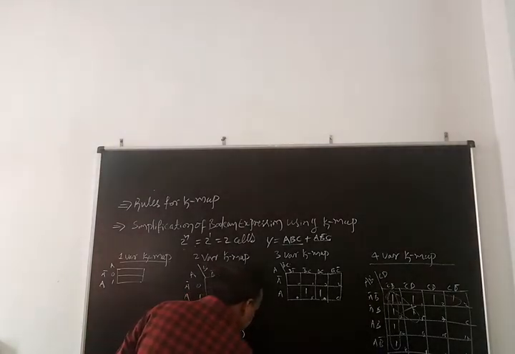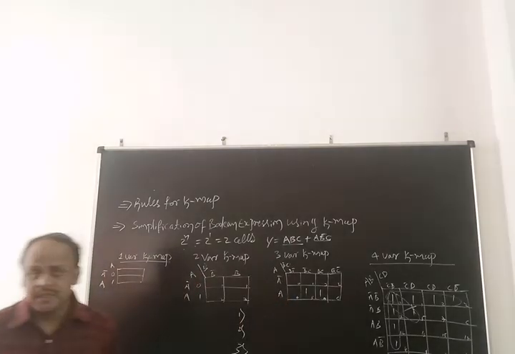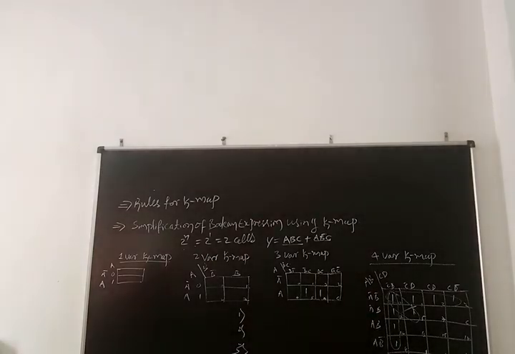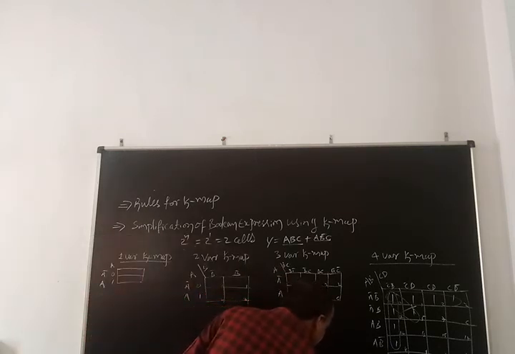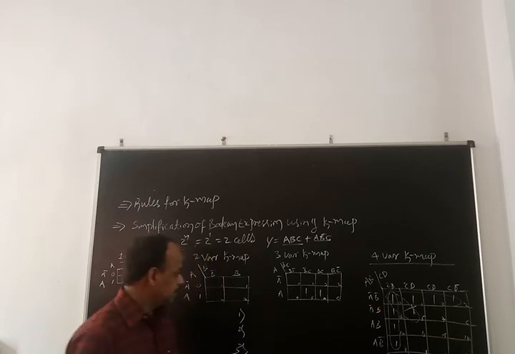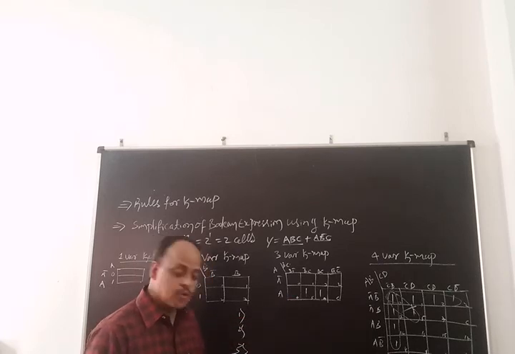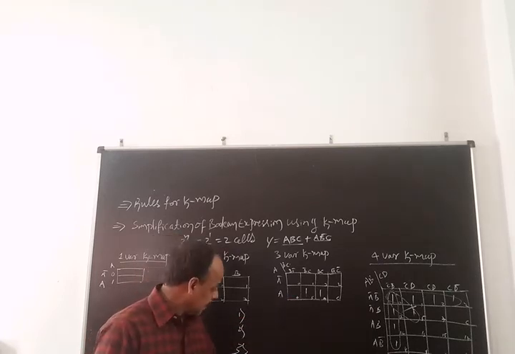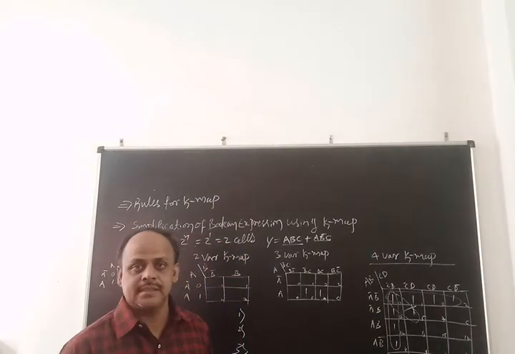Fifth point: groups must contain 1, 2, 4, 8, and so on, that is, in general, 2 power n cells. Means we have to make a group of one, a group of two ones, a group of 4 ones, or a group of 8 ones, and so on. In general, 2 power n cells.